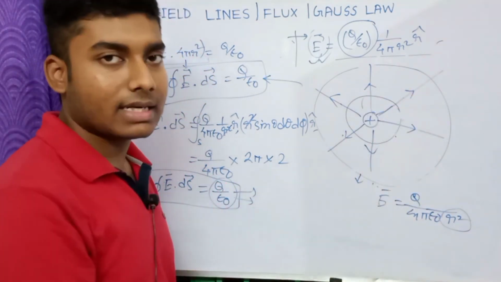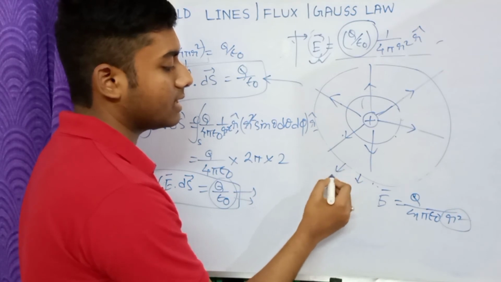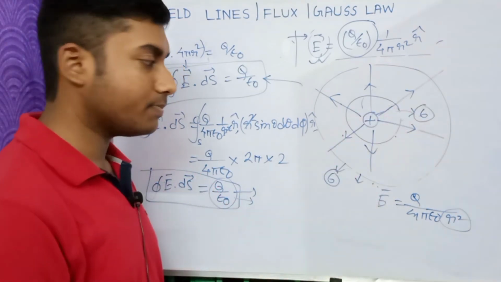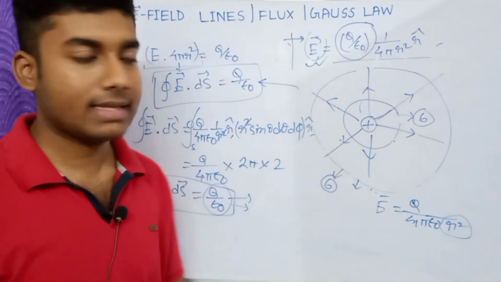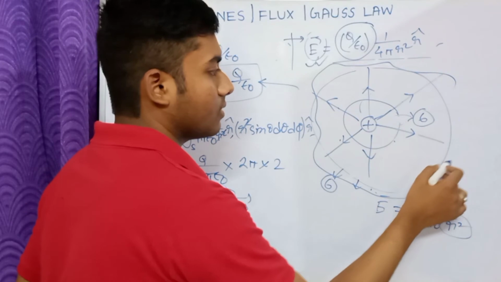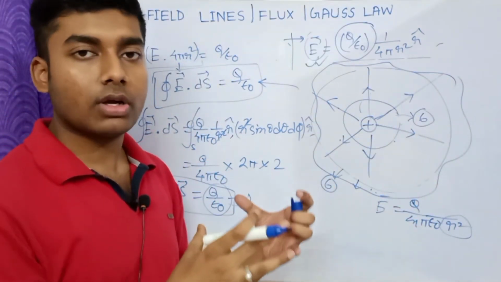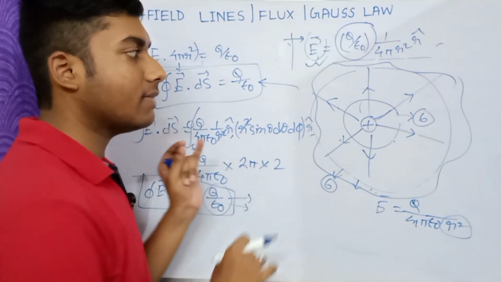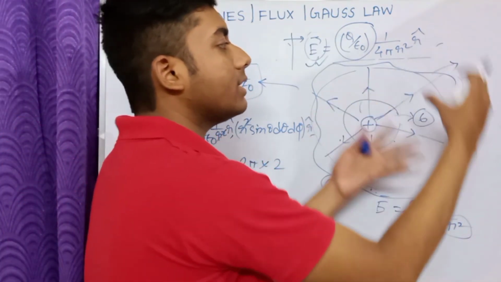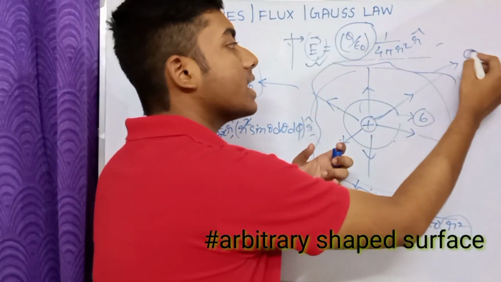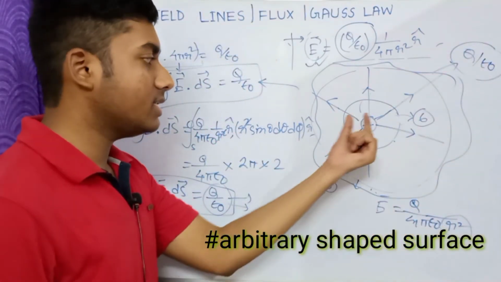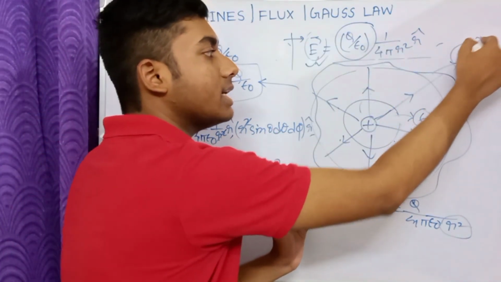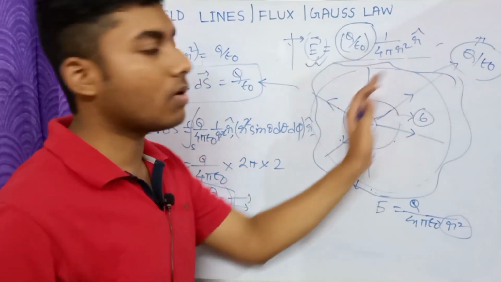And from here we can easily understand, as I have also discussed previously, that the total number of field lines emanating from this sphere is 6, and from this sphere it is also 6. So from this concept we can easily say that whatever the surface may be, it is not mandatory that the surface be a sphere. Whatever the surface, the total number of electric field lines emanating from this arbitrary shaped surface will be q by epsilon 0. If the charge inside this surface is fixed, then the total number of field lines coming outward will be fixed or constant.